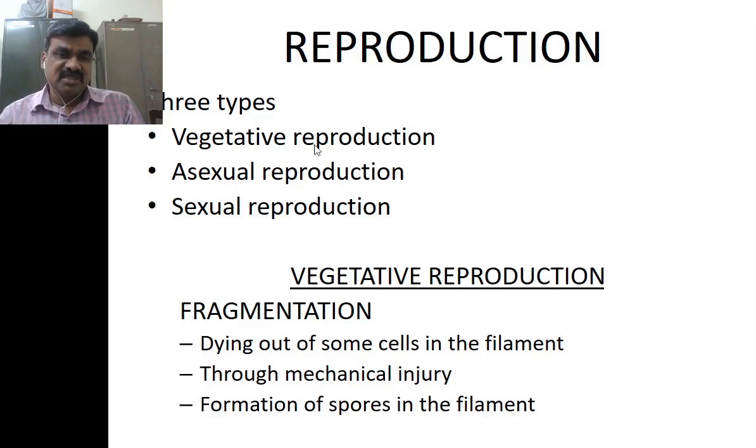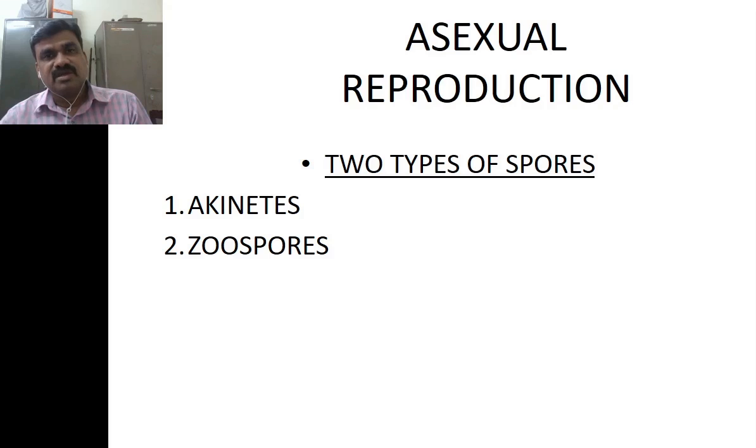So these three reasons are responsible for fragmentation in Oedogonium. That is why fragmentation is the common method of vegetative reproduction, or the common method of reproduction. Then, coming to asexual reproduction.